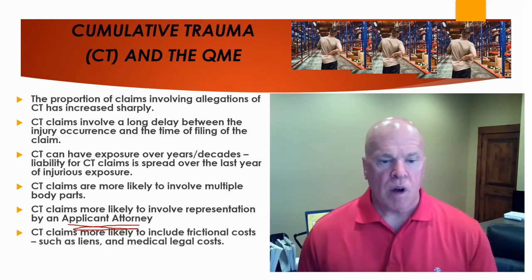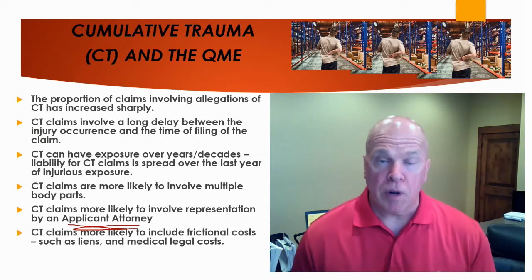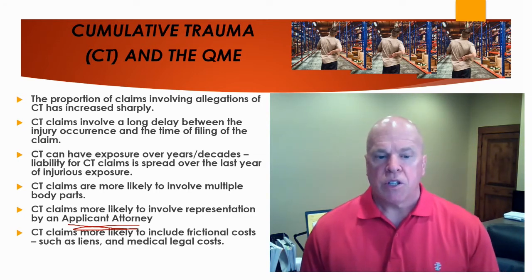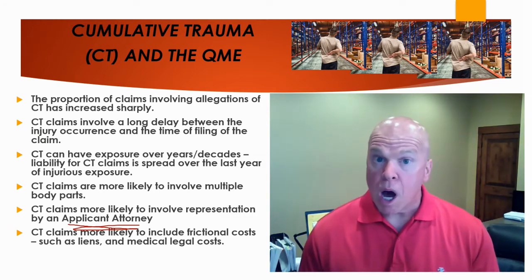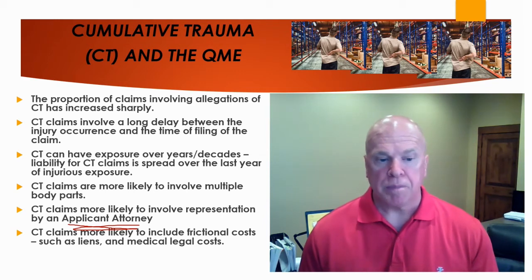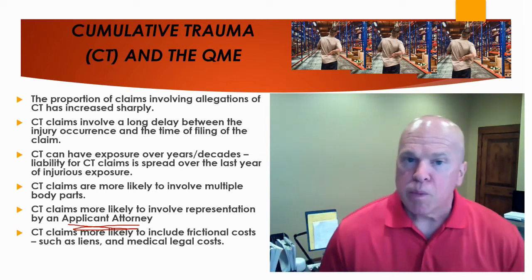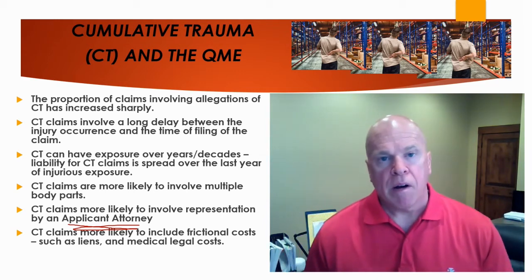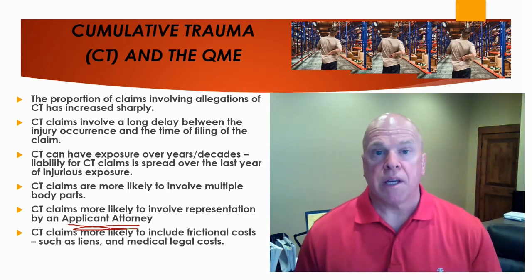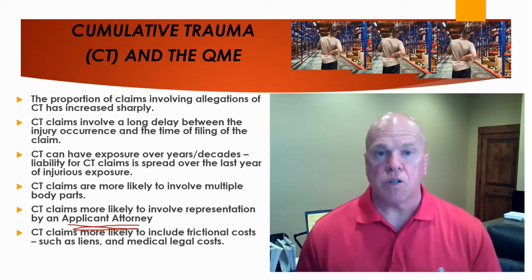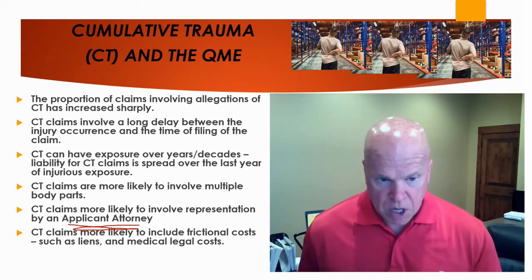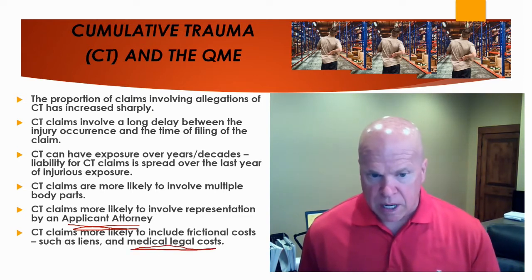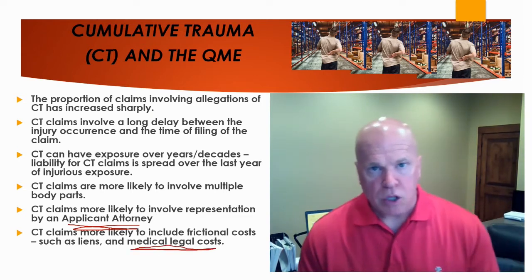Finally, cumulative trauma claims are more likely to include frictional costs, such as liens and medical legal costs. And for this reason, cumulative trauma claims are very, very expensive claims on the California workers' compensation system, and that's why they come to us for our determination on medical issues.